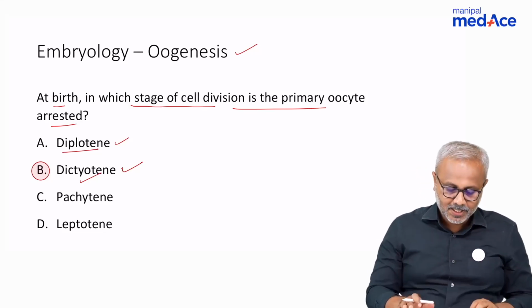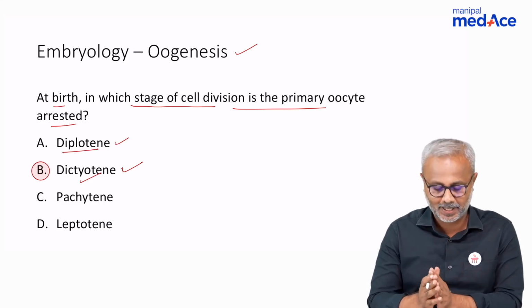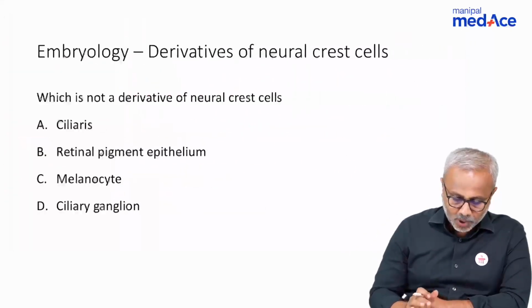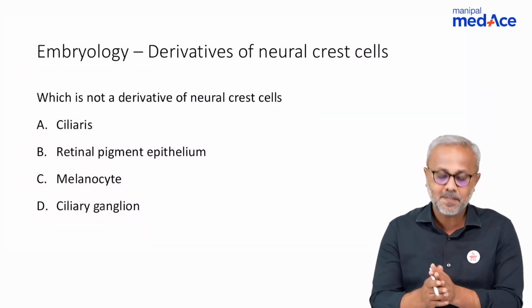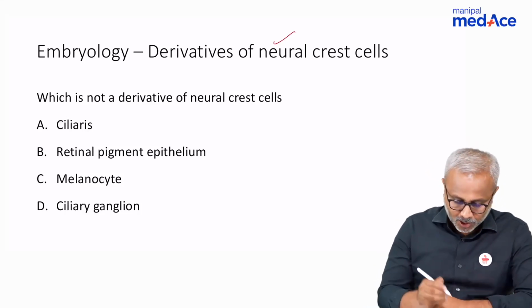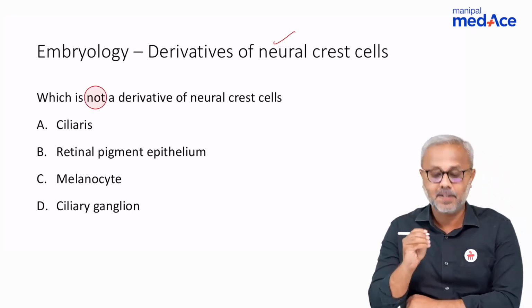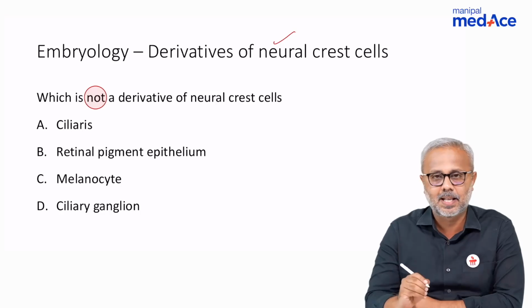Done. These two were the questions from the gametogenesis topic. Then there was one more question from embryology itself, and this question was about the neural crest cells. So the question was, which is not a derivative of neural crest cell?